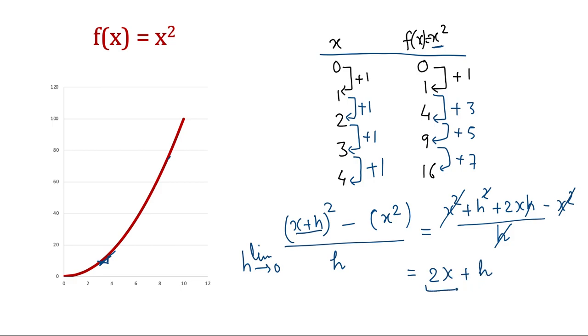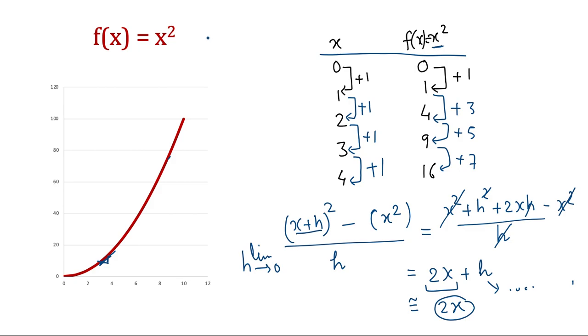But as compared to x, the value of h is very small. So if x is 1, this entire term is 2, but this h will be very small, maybe 0.000 with a large number of zeros before the 1. So this will not impact the result, and it will remain close to 2x.